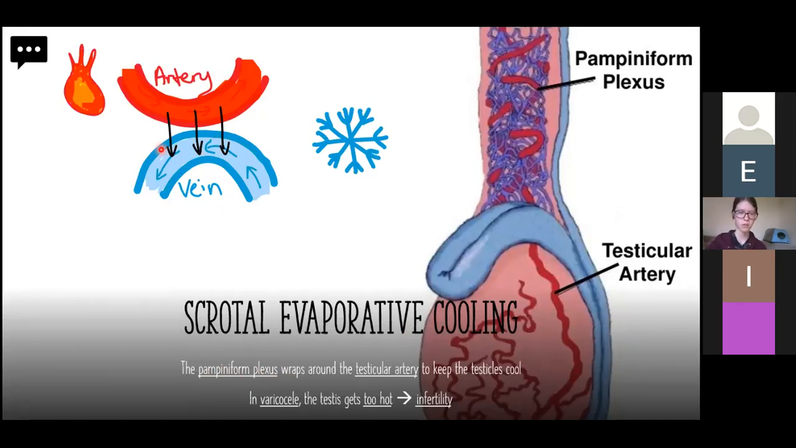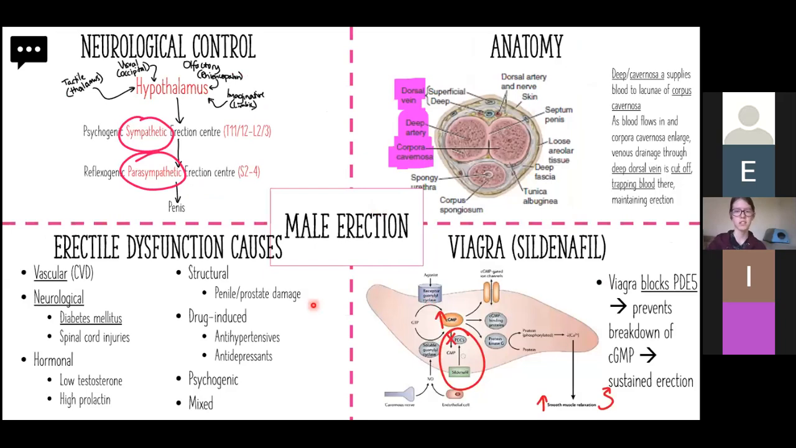Male erection, there's sort of 4 sides you need to know about it. So 1, the neurological control. Most important is to know that you've got sympathetic and parasympathetic innervation. So you've got both. So it can get a bit complicated there, and you can have problems because of these 2 innervations. Some of the causes of erectile dysfunction are here, and the main ones are vascular and diabetes.